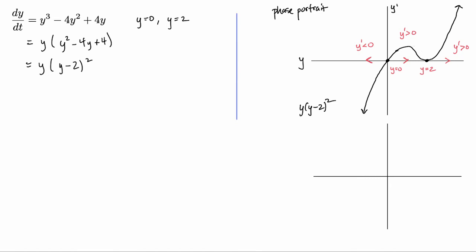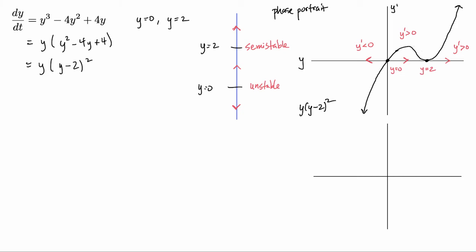So the phase line for this particular equation, we're only going to have 2 points. We're going to have y equal to 0 and y equal to 2. And what you notice is we have a little bit of a different behavior here. Below 0, it decreases. That's fine. Above 0, it's increasing. This is going to make 0 unstable. But here's the new behavior. If you watched the last video, we only had stable and unstable. Here, we've got increasing below 2, and it's still increasing after 2. So this is neither stable nor unstable. It's what we call semi-stable. So this is a semi-stable critical point.